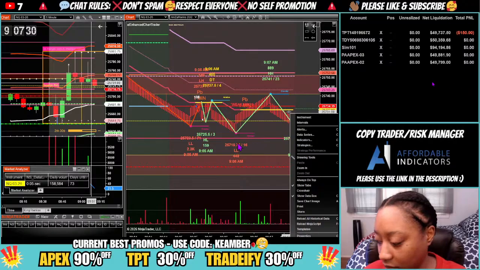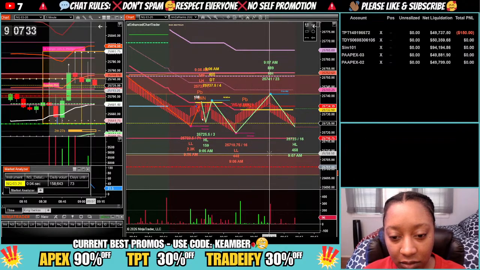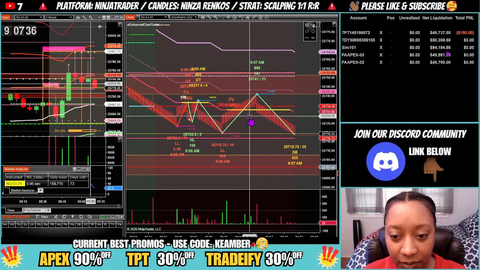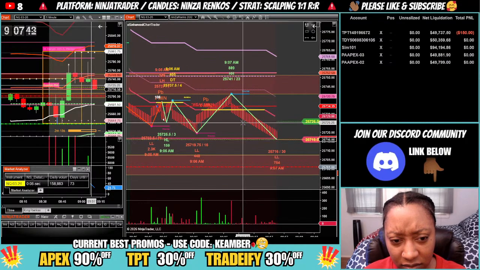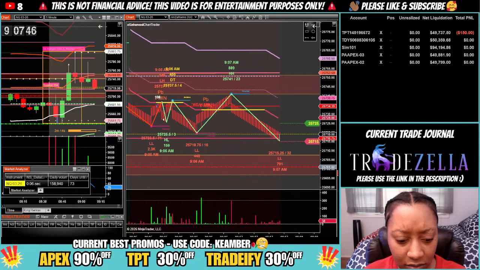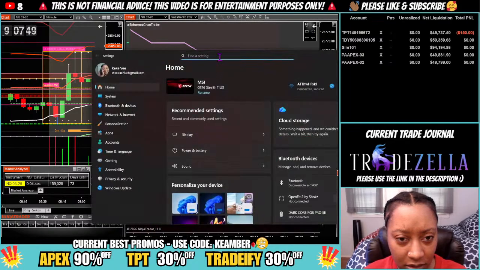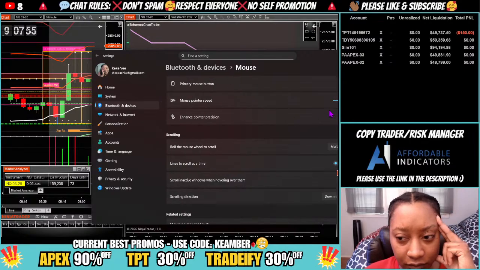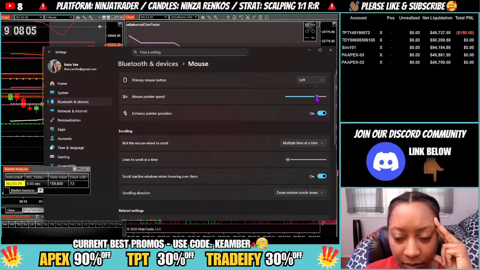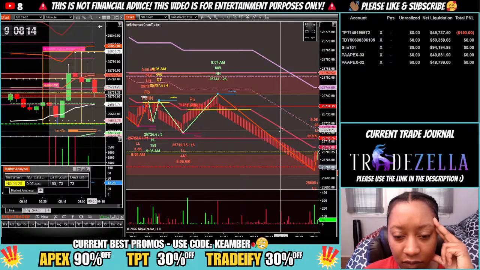Why is my mouse... I gotta change my sensitivity or something. I was trying to put the order in, but I just could not put it in the right place. That's so annoying. Oh, please. I missed some good setups because, oh wait, maybe it's moving. No. Can't tell if it's too sensitive or not sensitive enough.